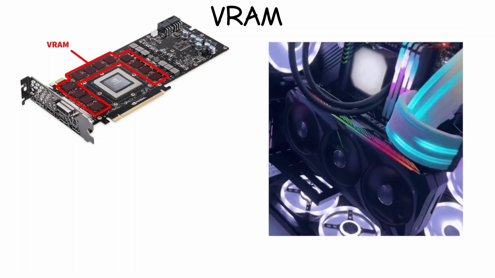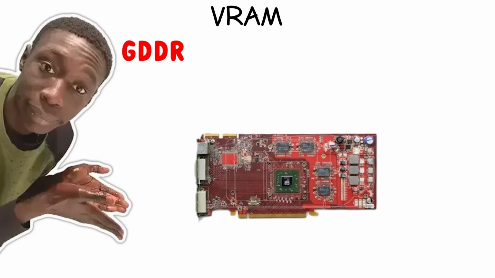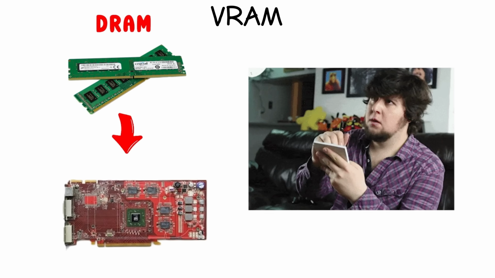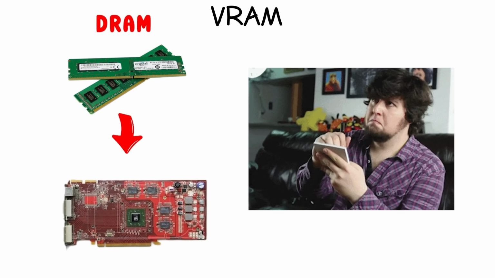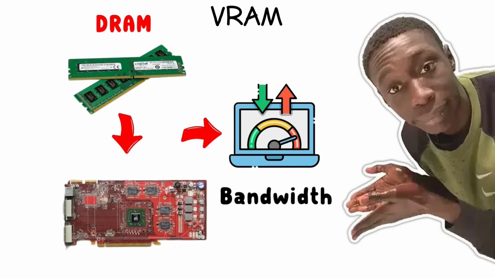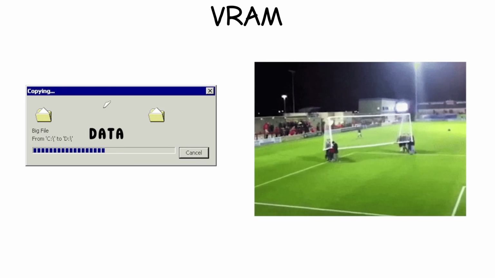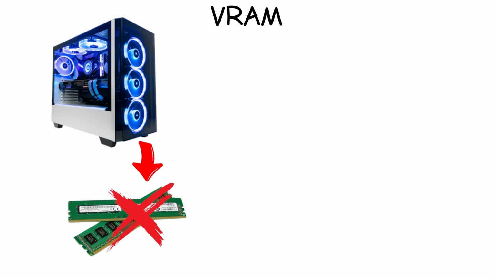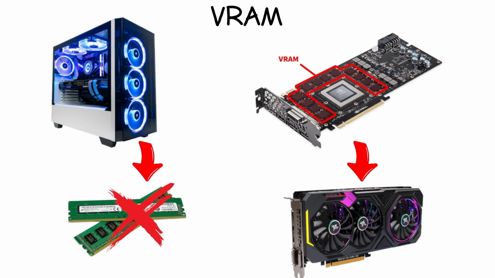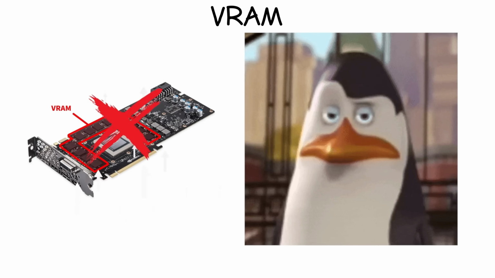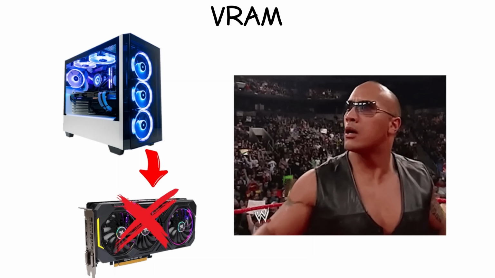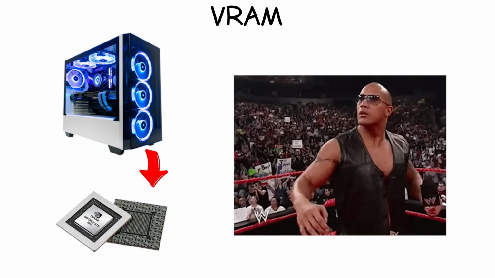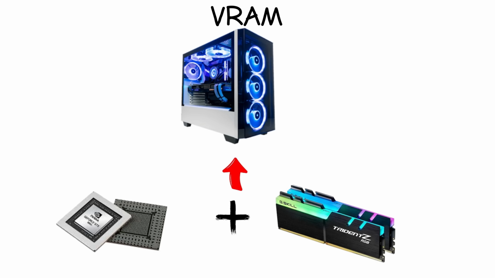Modern VRAM uses GDDR, which stands for Graphics Double Data Rate. It is based on DRAM technology but redesigned to prioritize bandwidth, moving large amounts of data at once, which is what GPUs need most. Unlike system RAM, VRAM is soldered onto the graphics card and cannot be upgraded separately. Computers without a dedicated graphics card use an integrated GPU, which shares system RAM instead.